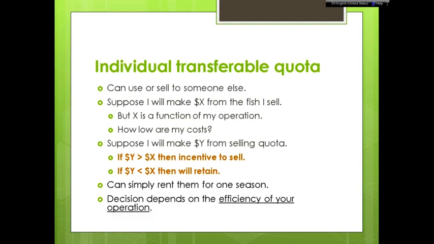Clearly, my decision, if I'm faced with this scenario, is going to depend on the efficiency of my operation. How efficiently do I harvest fish? How efficient is my operation? Am I a high-cost fisherman? Maybe my equipment's really old. Maybe I'm not very efficient. My boat's really slow. Or am I a low-cost fisherman? Maybe I have a good speedy boat. I have really efficient processes. So again, efficiency comes into play here.